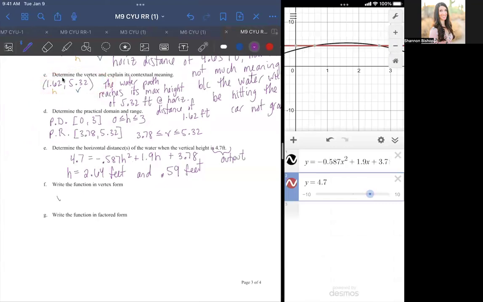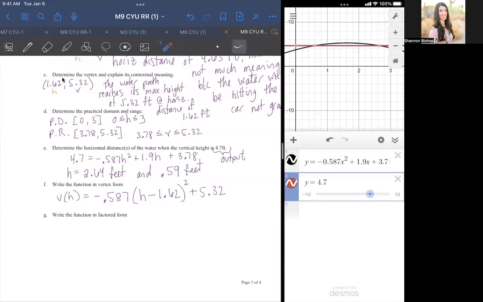So we have V of H. Your A value is still your A value, so 0.587. And now here comes my shifting. Horizontal shift, vertex went to the right, so minus 1.62 quantity squared, plus vertical shift, it went up 5.32. Remember, vertex form is essentially your translation form. This is your horizontal shift and your vertical shift for that ordered pair.